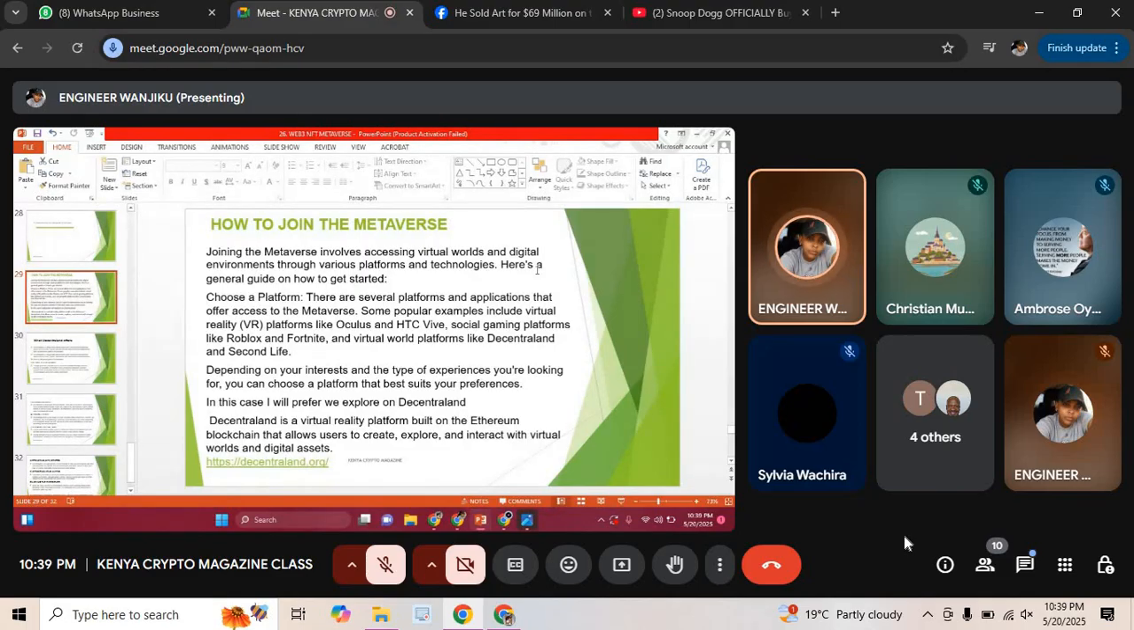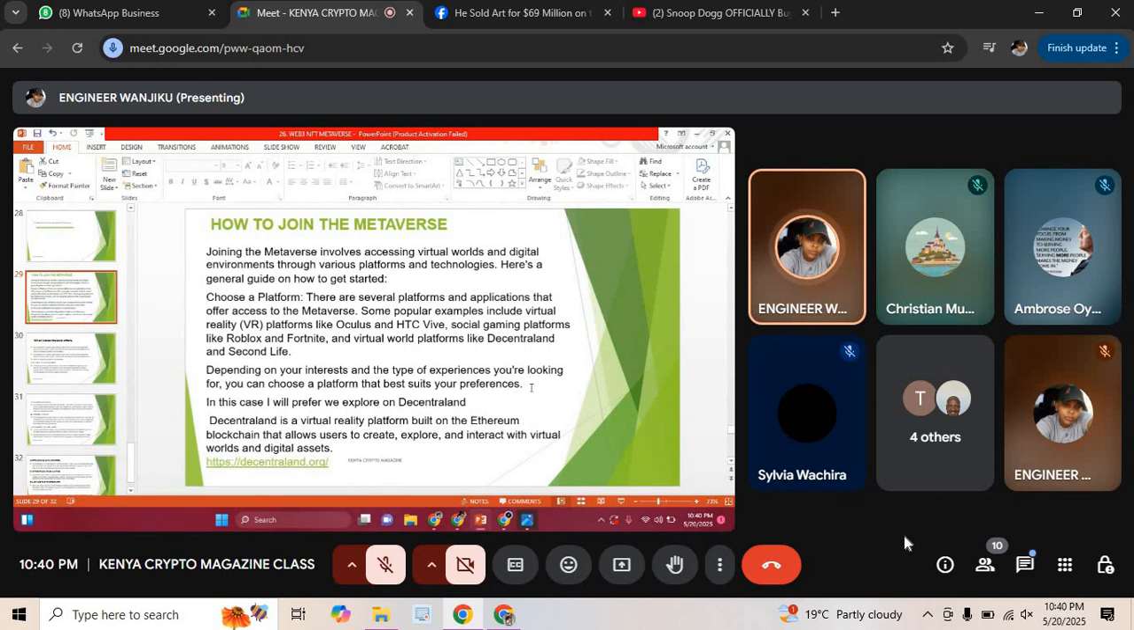Number one, choose a platform. There are several platforms and applications that offer access to the Metaverse. The most popular platforms are virtual reality, the VR, like we've talked about. We have the Oculus, then the HTC Vive, social gaming platforms like Roblox and Fortnite, and virtual world platforms like Decentraland and Second Life. Depending on your interest and the type of experiences you're looking for, you can choose a platform that best suits your preferences.